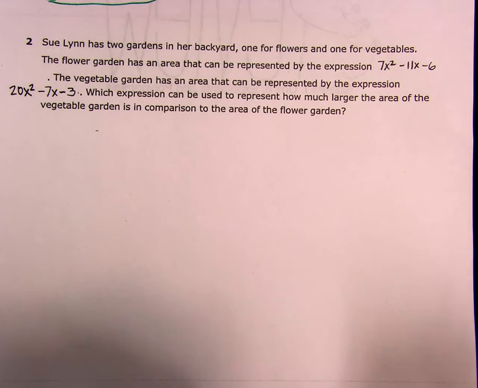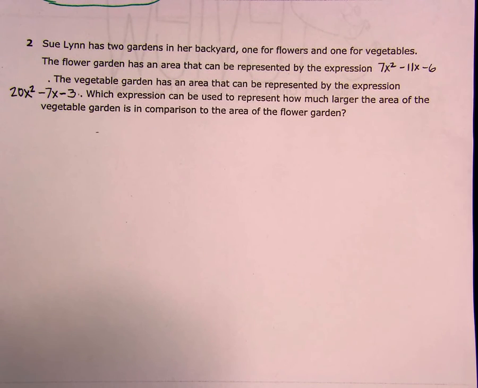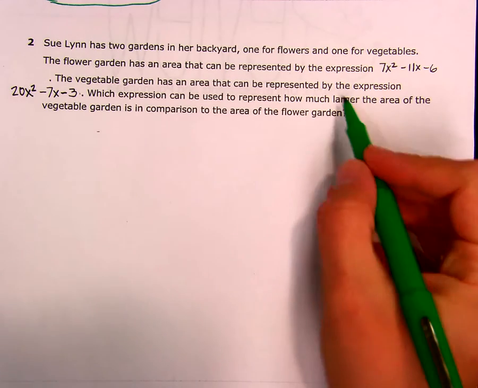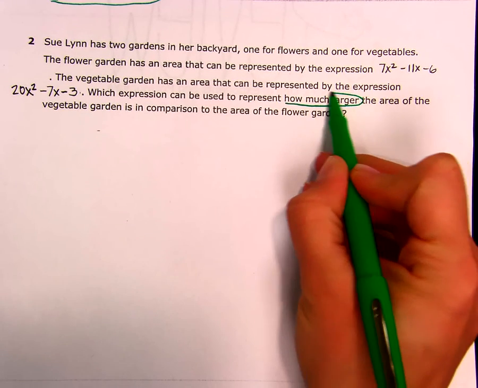Moving on to number 2. Sue Lynn has 2 gardens in her backyard, one for flowers and one for vegetables. The flower garden has an area that can be represented by the expression 7x squared minus 11x minus 6. The vegetable garden has an area that can be represented by the expression 20x squared minus 7x minus 3. Which expression can be used to represent how much larger the area of the vegetable garden is in comparison to the area of the flower garden? How much larger?